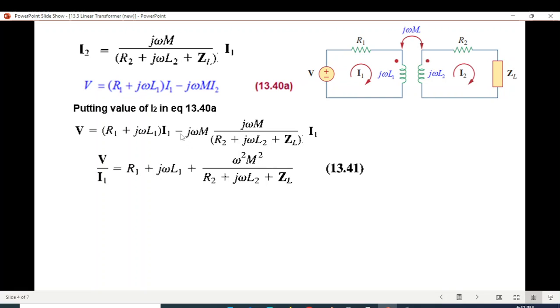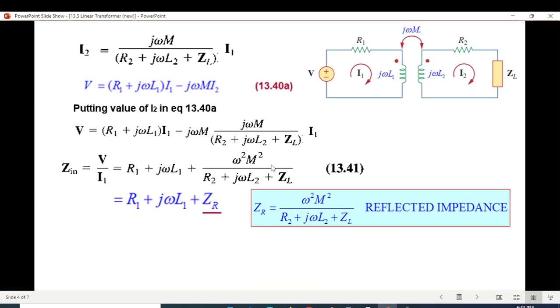Now here there is a negative sign, but here we have written positive. It's because j multiplied by j is j squared, which is equal to negative 1, and negative 1 multiplied by negative is a positive sign. So this is our equation. And we know that V over I is the impedance, so V over I1 is the input impedance Zin. Now this term is called the reflected impedance ZR.